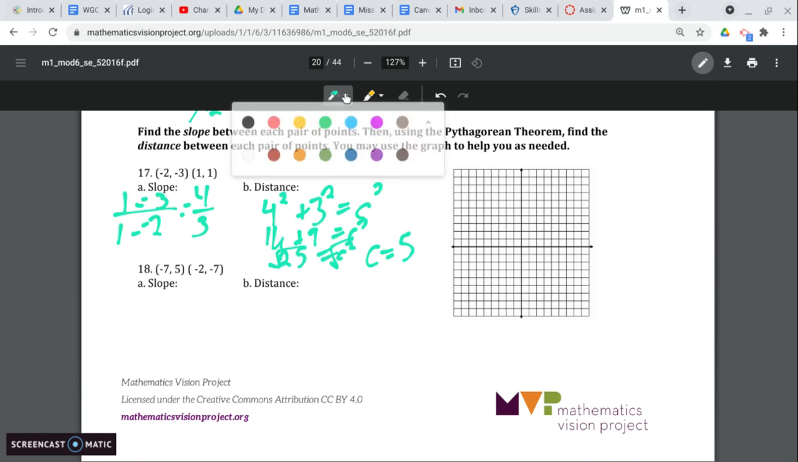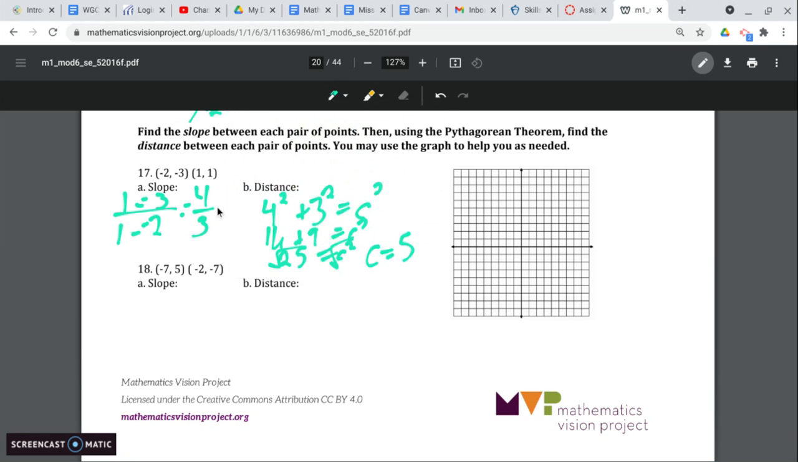Graph, if we plot these points, so we have negative 2, 1, 2, negative 3, 1, 2, 3. So this right here. And then we've got 1, 1, which would be this point right here. So if we make a triangle out of this, extend this side over. So this right here, 1, 2, 3. Notice that's your 3 in your slope.